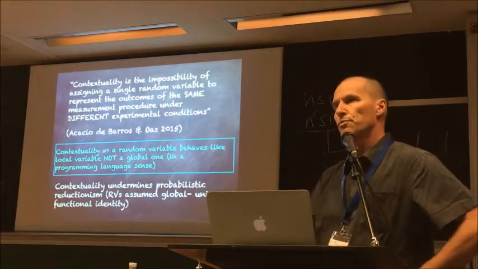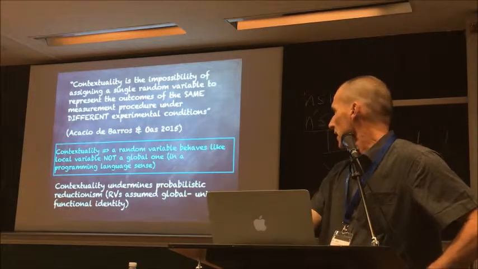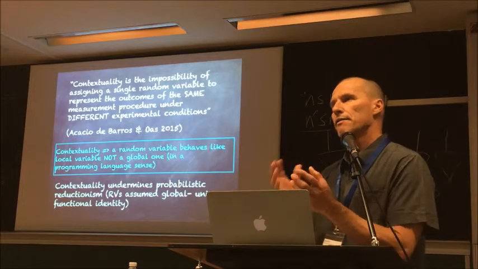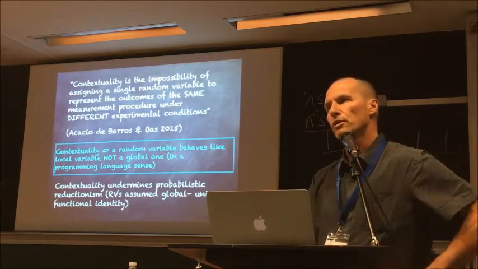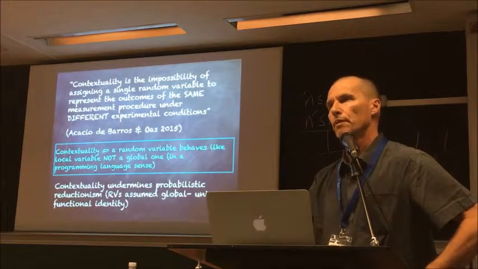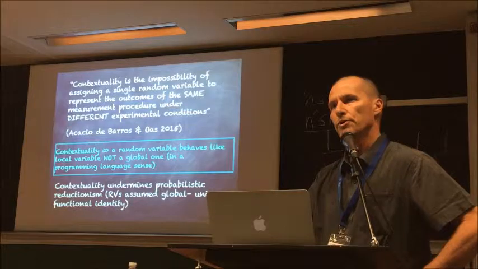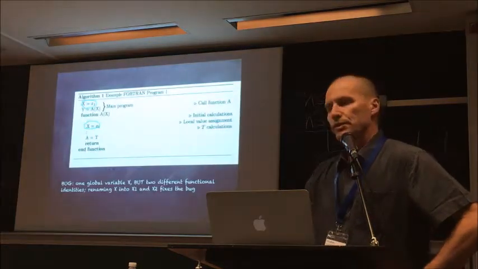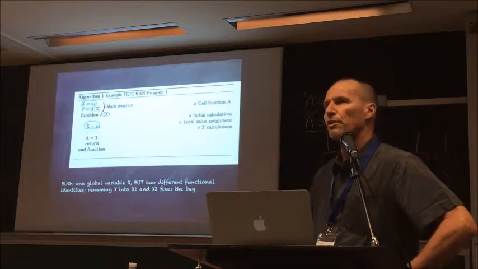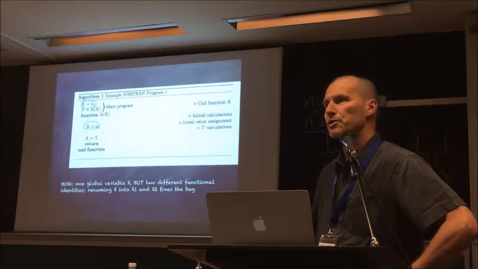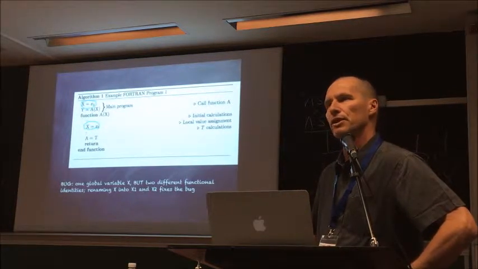As I said before, contextuality undermines probabilistic reductionism because when the system is contextual, random variables don't have the unique global functional identity which we assume according to the principles of probabilistic reductionism. So this is an example of a program. Some of us here are probably old enough to remember programming languages in the early days, when we were looking at the 60s and 70s.